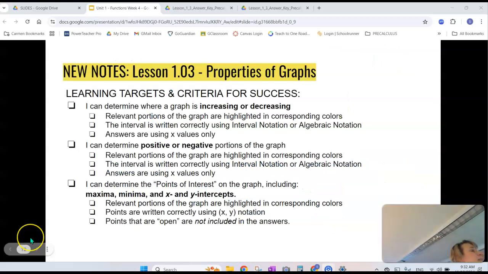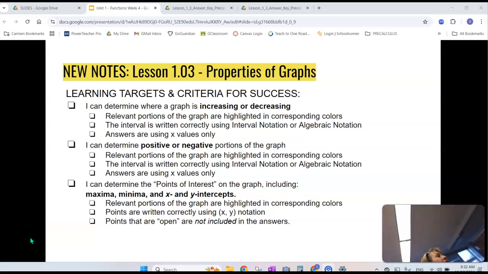Yes, Tina? For success, say that I can, these are your goals: I can determine where a graph is increasing or decreasing. I can determine positive or negative portions of the graph. When they say portions, they mean intervals. And then the third one is I can determine points of interest on the graph, including maxima, which is plural for maximum, minima, which is plural for minimum, and x and y intercepts, which we were just talking about.